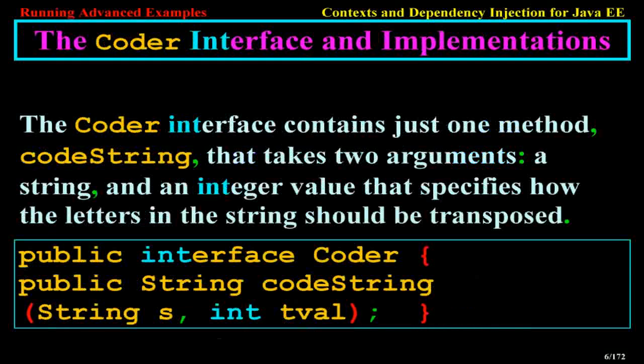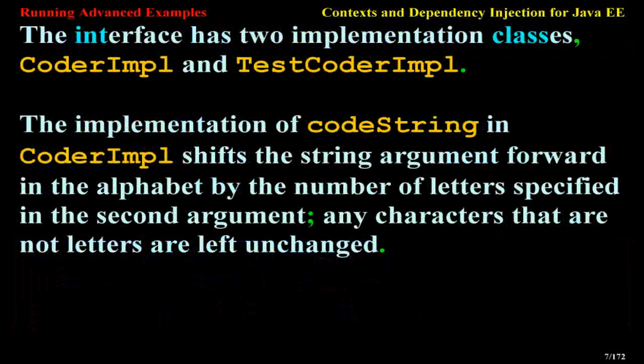The coder interface and implementations. The coder interface contains just one method, codeString, that takes two arguments: a string, and an integer value that specifies how the letters in the string should be transposed. Public interface Coder: public String codeString(String s, int tval). The interface has two implementation classes, CoderImpl and TestCoderImpl.